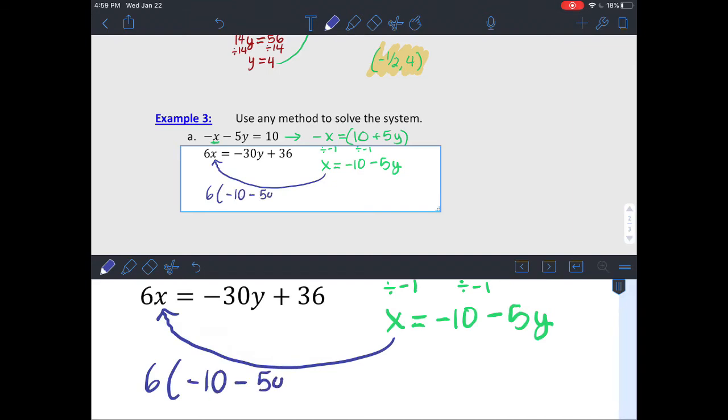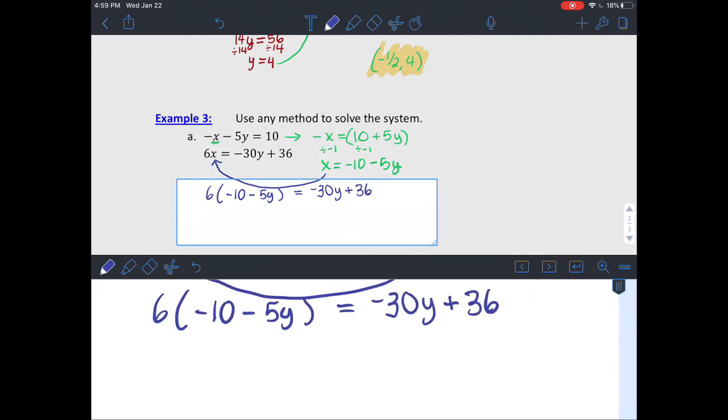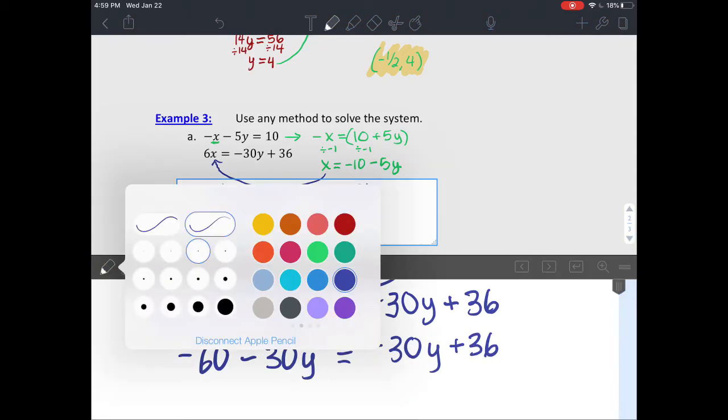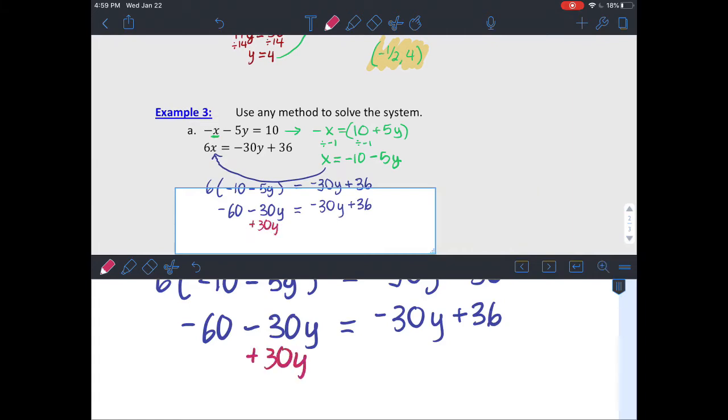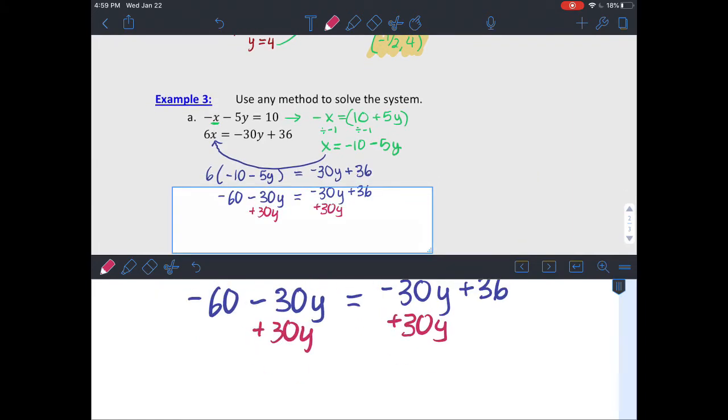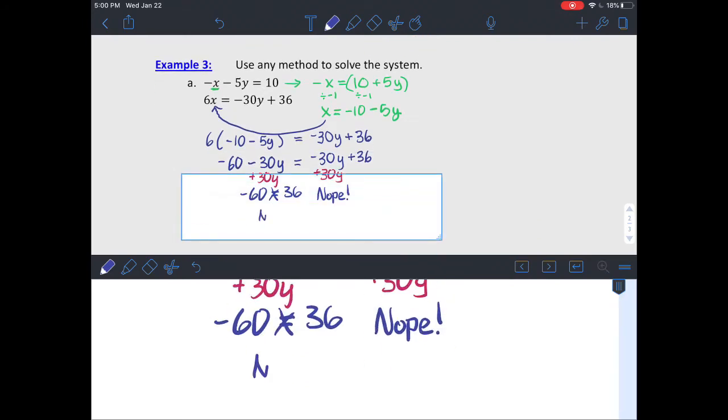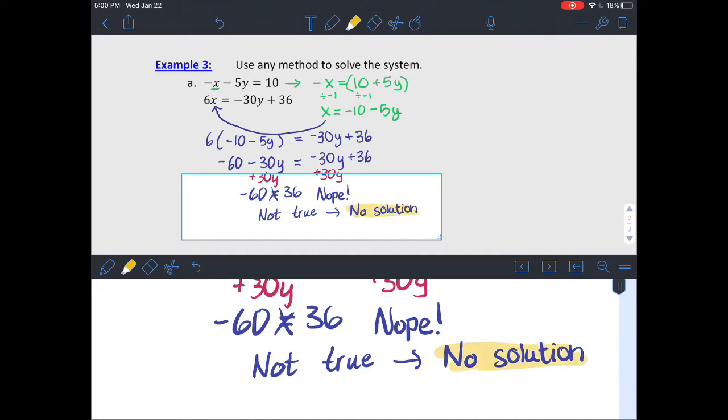Keep those parentheses around it when you substitute it back in, because you have to remember to multiply everything by 6 there. So you get a negative 60 minus 30y on the left-hand side. This is actually one of our special cases, because if you think about adding 30y to both sides, you end up with a statement that says negative 60 equals 36, which is a contradiction, because that's not a true statement. So it's an inconsistent system. If I was to graph it, it would be two parallel lines, and a statement that's not true like that means algebraically we know there's no solution.